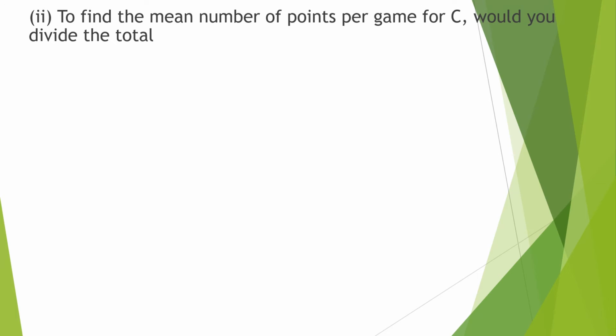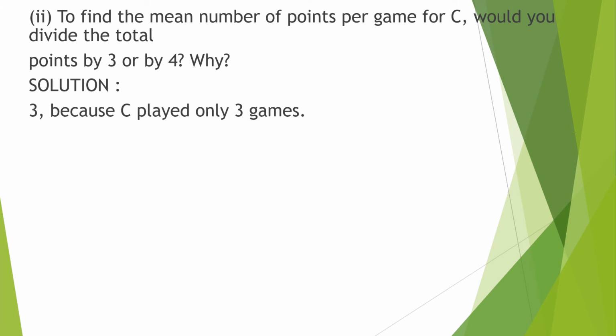The second part of the question is to find the mean number of points per game for C. Would you divide the total points by 3 or by 4? And why? This is the question. Total 4 games are there. To find the mean of C, do we have to divide by 3 or 4? What do you think? Yes, we have to divide by 3 only, because player C played only 3 games. So to find the mean, we have to divide by 3 only.